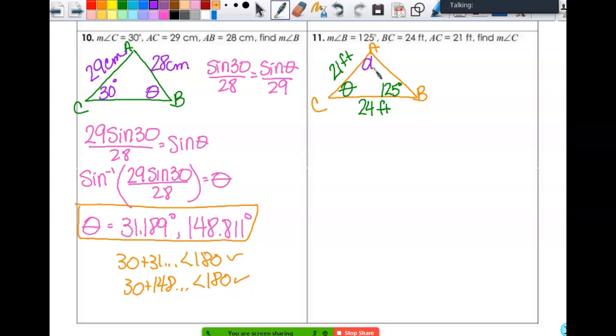I don't know. But so then I can go ahead and set up my law of sines. I can take the sine of 125 over 21, that's equal to the sine of alpha over 24. Okay, so then we're going to do the exact same thing as we did before. We have to completely solve for alpha just like we had on the other problems. Then we can use that to find theta. Okay, so go ahead and go through your work to get alpha.